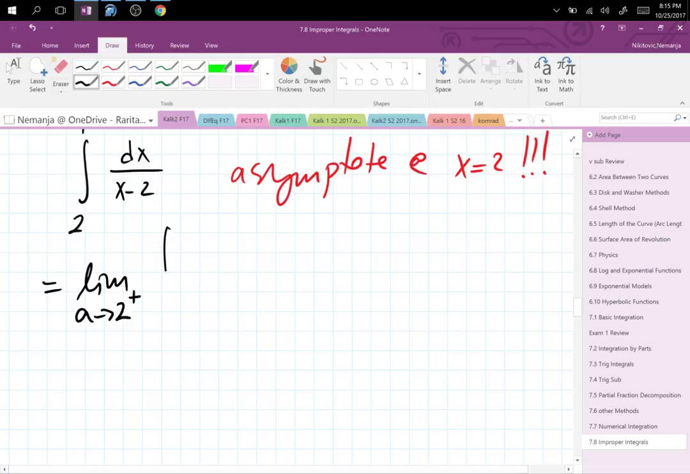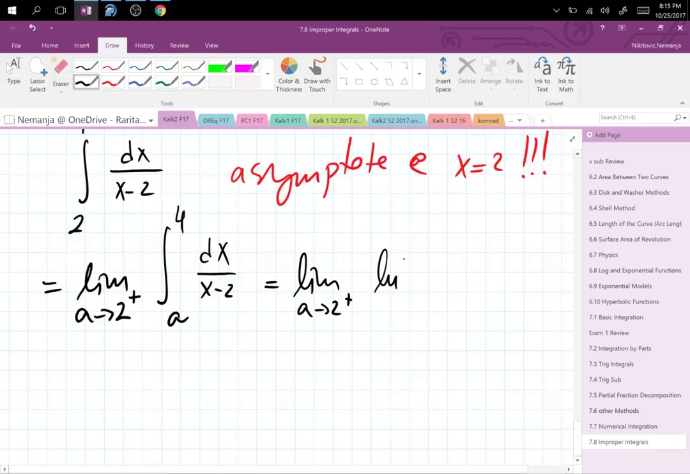And then you have the rest of your limit, the integral from a to 4 dx over x minus 2 equal to the limit as a goes to 2 plus. You know that this is going to work out to be ln absolute x minus 2 because we did 5,000 of these, right? You practiced the homework for partial fraction decomposition. If you haven't seen 30 of these little ln's like this, then you haven't done your homework.